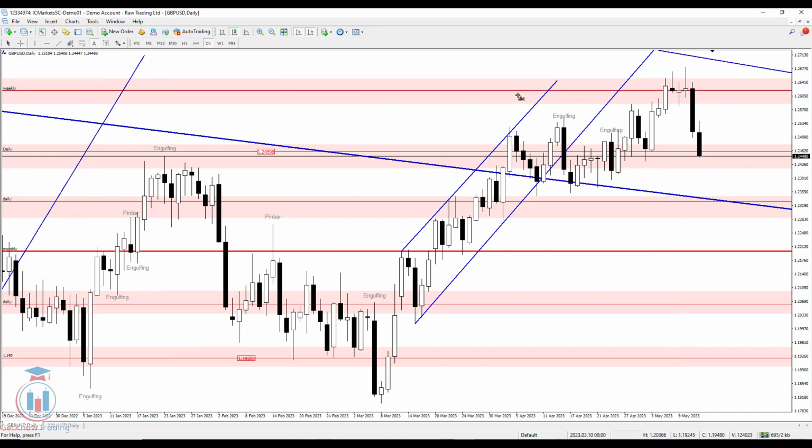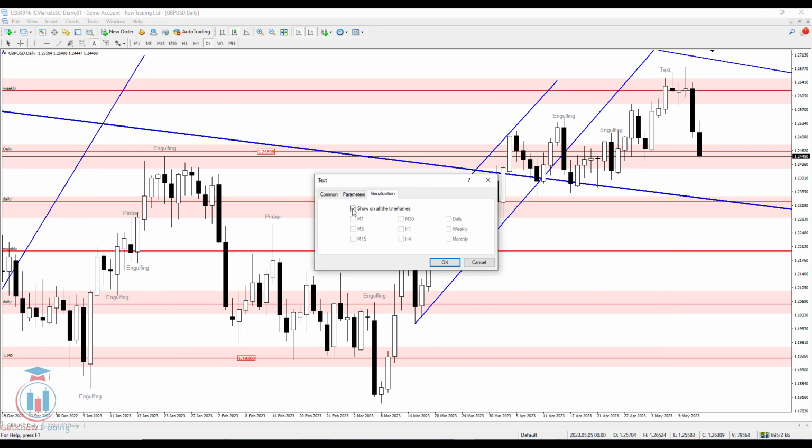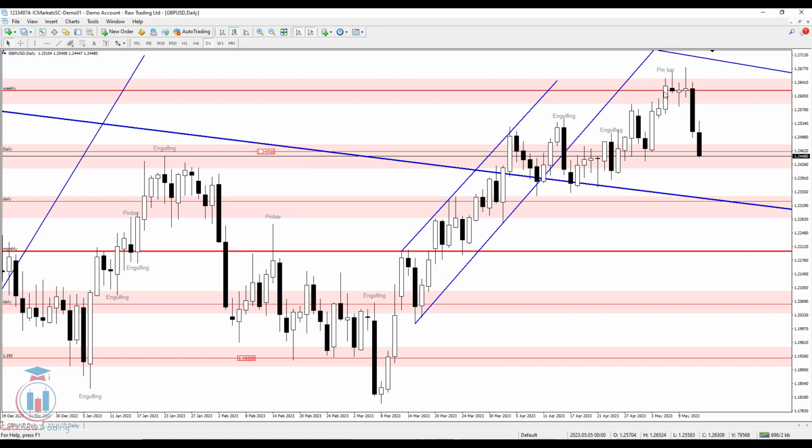I will put a label here, just a minute. It is on a daily. It is a bearish pin bar. And we had another one here.